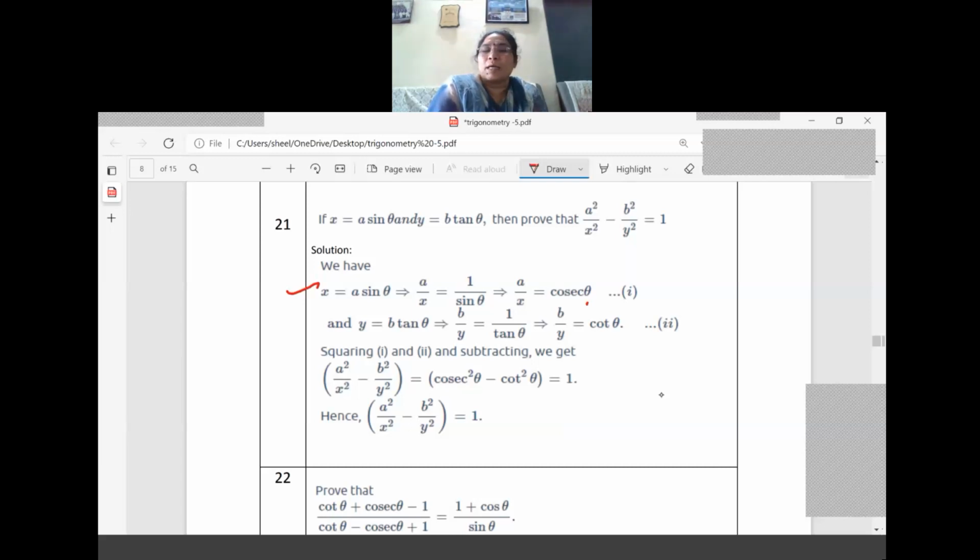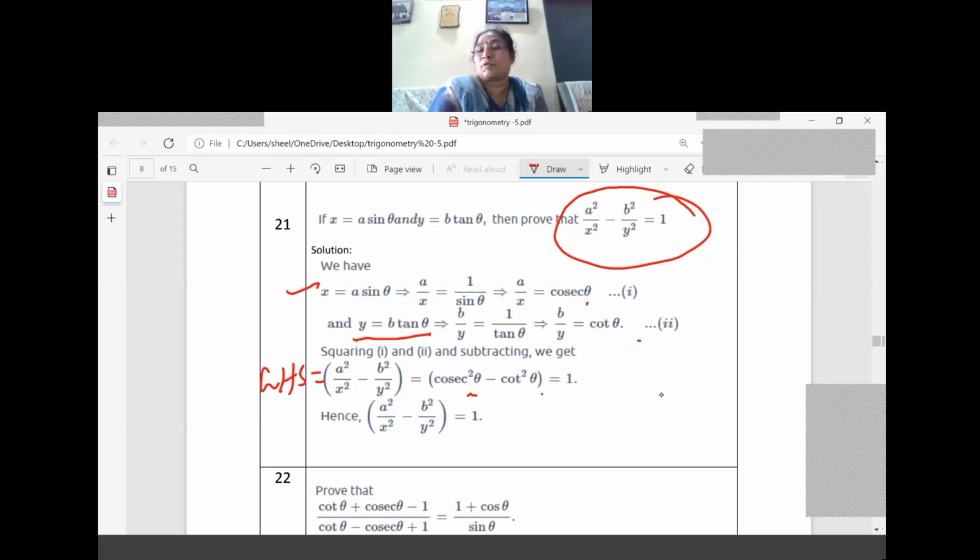Now what is y? y equal to b tan theta, right? Then what is b by y? b by y equal to 1 by tan theta. Naturally it is equal to cot theta. Now we have to prove this only. So what is the LHS for us? LHS equal to a square by x square minus b square by y square only. So a square by x square means a by x whole square. So we got cosec square theta. What is b square by y square? It is b by y whole square only. So cot square theta. Already we know that cosec square theta minus cot square theta equal to 1 only. So we can write it is equal to 1 only.